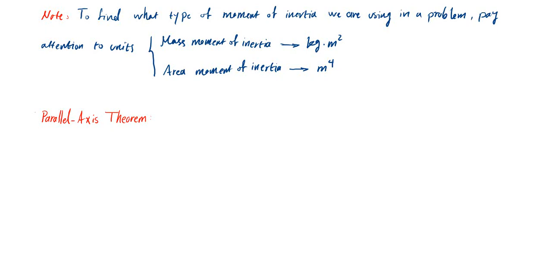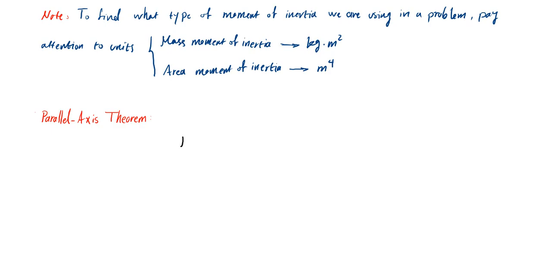that we don't know. As long as we know the mass of the object or rigid body and the distance between these two parallel axes, we can find the mass moment of inertia about one of them, knowing the mass moment of inertia about the other one. So if I want to write it, I'll write it this way.